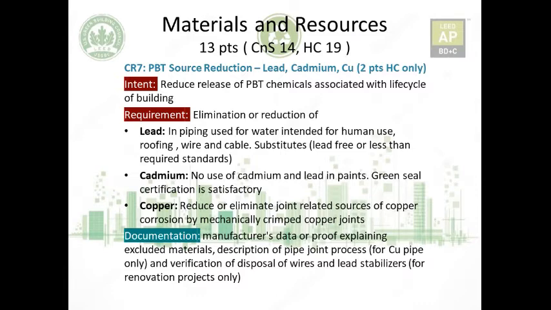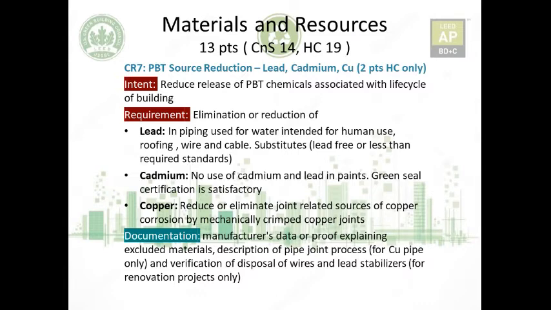Now the requirement is that you either eliminate or reduce the use of lead in piping used for water intended for human use. You use lead and copper piping. So any piping used for water intended for human use, and if lead is used in the roofing materials, and we know that lead is used in wires and cables, you have to substitute them with material that is either lead free or uses less than the required standard.